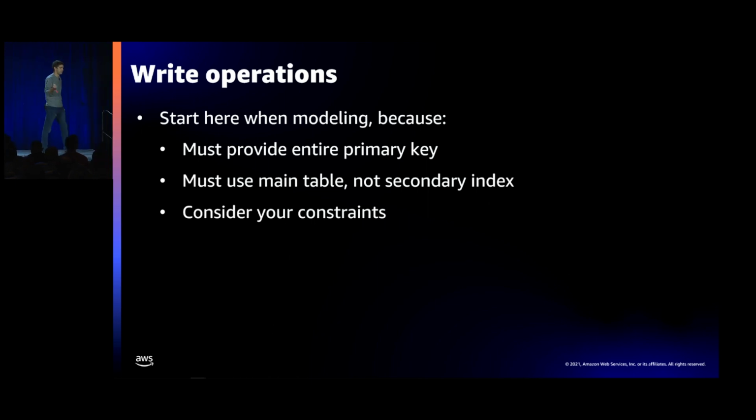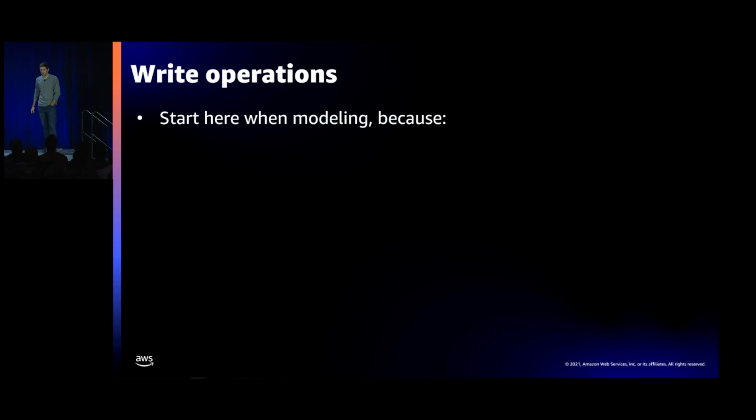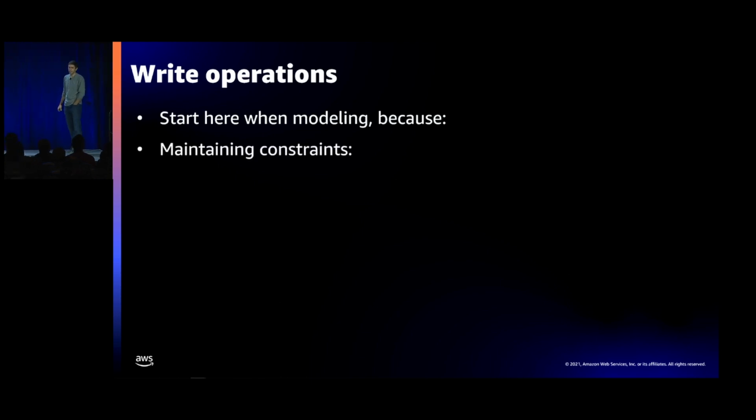When you have your application, you probably have some sort of business requirements, whether that's, hey, we need to make sure something is unique across an entire table, or we need to make sure when someone's doing this, they have proper permissions, or if there's an account balance, they can't do a transaction that would take their account balance below 0, right? So think of your constraints, and you're going to need to use your primary key in a lot of cases to do that. Let's talk about how you maintain constraints in DynamoDB.